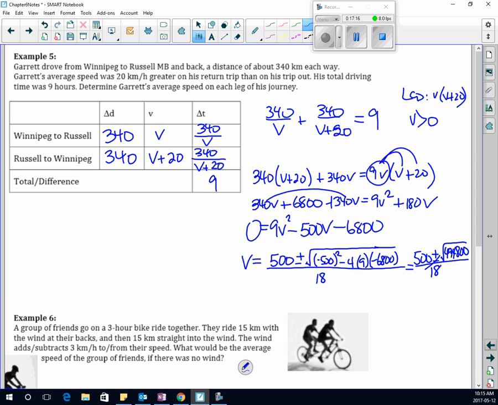I'll give you a moment to do that. And it's going to be roughly 66.856 blah blah blah kilometers per hour. Okay. Sometimes things don't work out nicely and you have to use the quadratic formula.